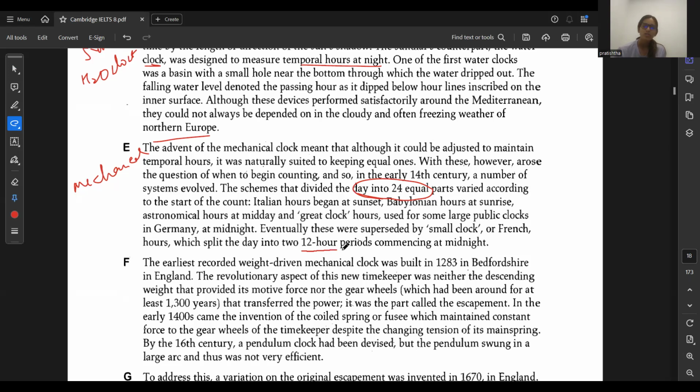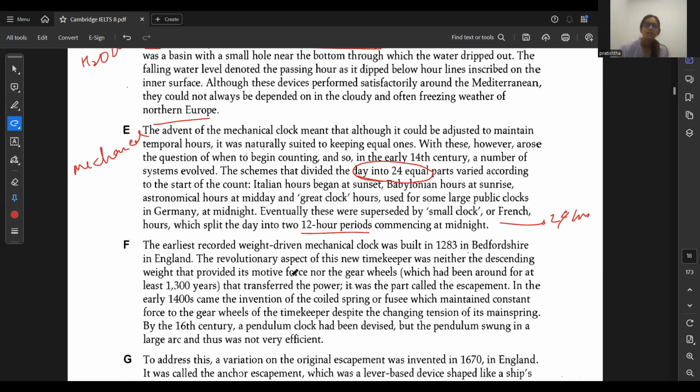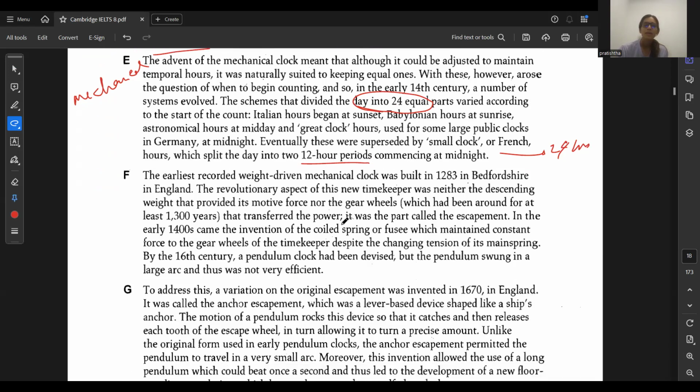Okay, so the French split it into a 12-hour period. That is why they also have a 24-hour clock, just general knowledge. The earliest recorded weight-driven mechanical clock was built in 1283 in Bedfordshire in England. That transferred it was a part called the escapement. So it's talking about a part like the escapement of the mechanical clock. Let me write mech clock.